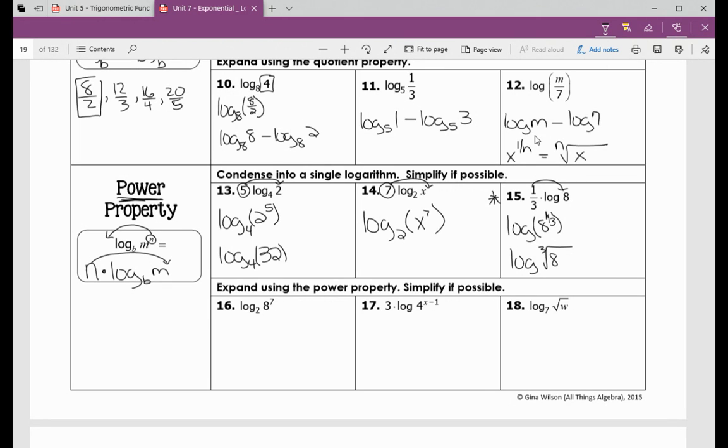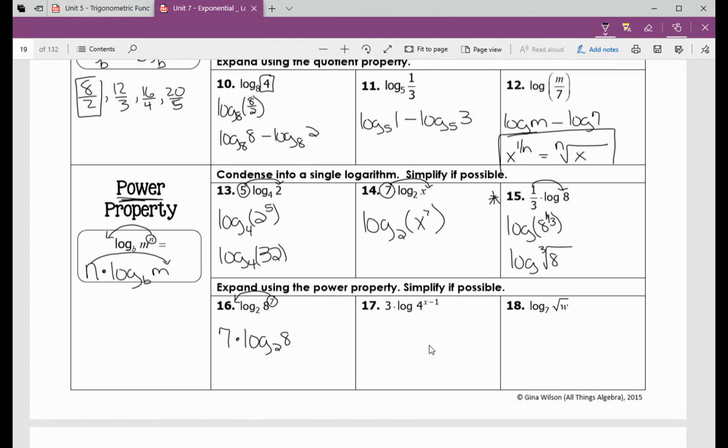Okay, so just remember, if you run across fractions either as the power or the multiplier, there's going to be a radical involved. Okay? Now, we're going to do just the opposite. We're going to take our power and just put it out in front as the multiplier. So 7 times log base 2 of 8 for number 16.